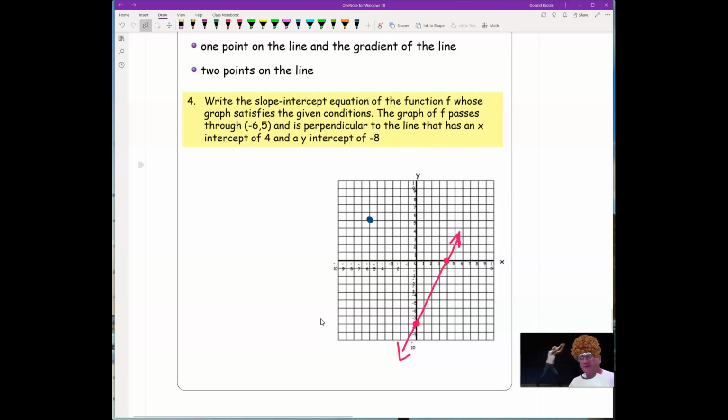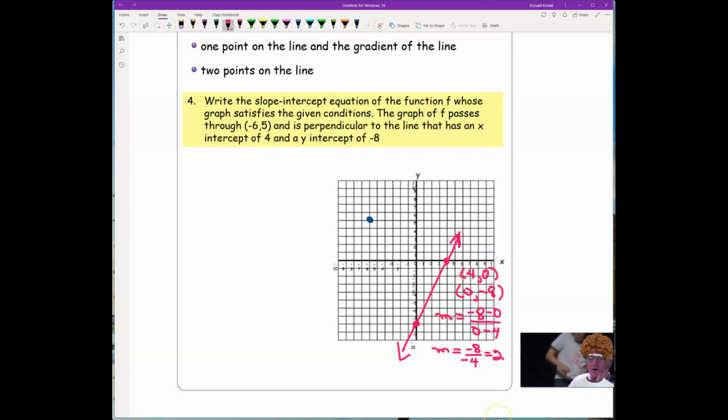So we can figure out what the slope of that line is. It's got an x-intercept of 4, so that's (4, 0). It's got a y-intercept of -8, so that's (0, -8). And now if I use my slope formula, I'd have -8 minus 0, over 0 minus 4. So the slope of that line is 2.